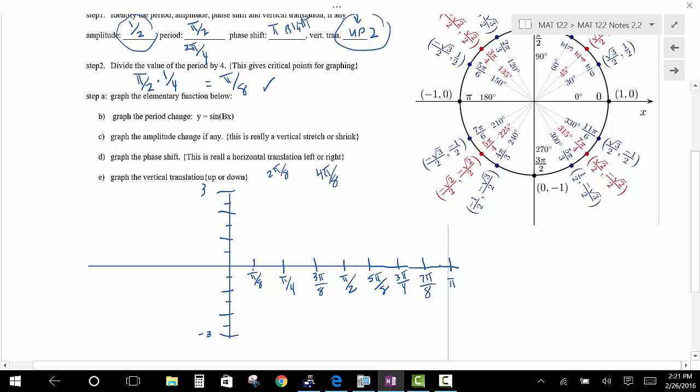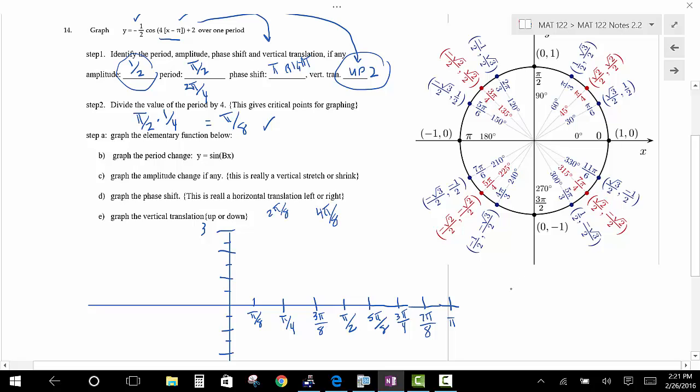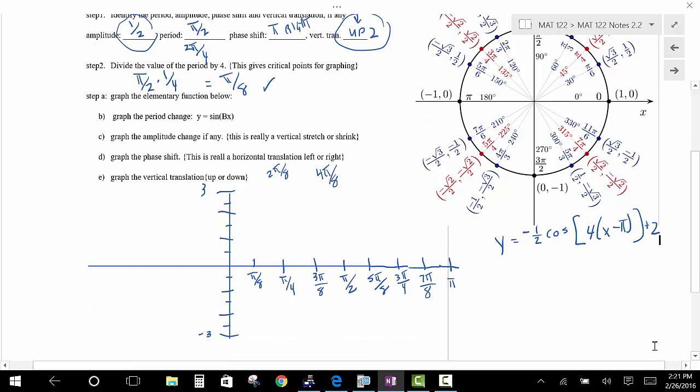Okay, so what we're going to do is start by graphing just this one piece of the problem. So we're graphing y equals negative 1/2 cosine of 4 times (x minus pi). This has every kind of transformation in it there is. So we're just going to start by looking at everything except these two things, because those are the last two things that you ought to do: the amplitude, reflection, and up-down stuff.